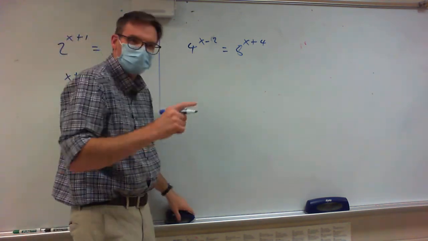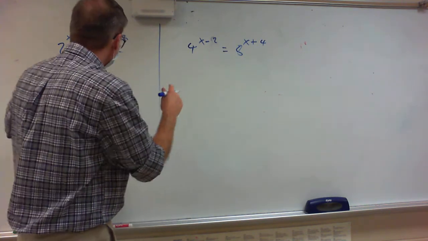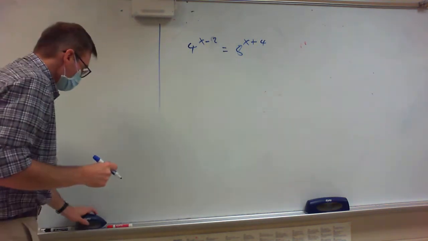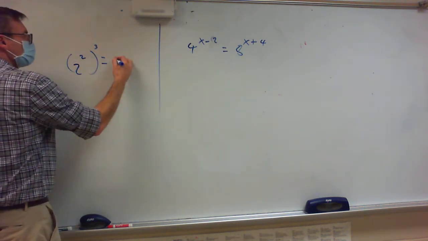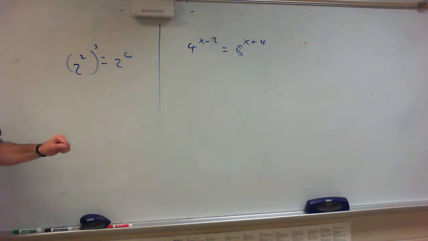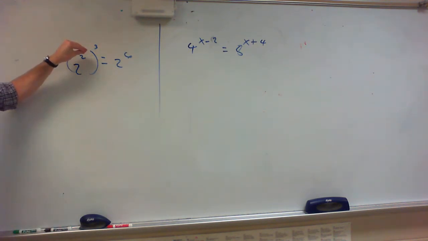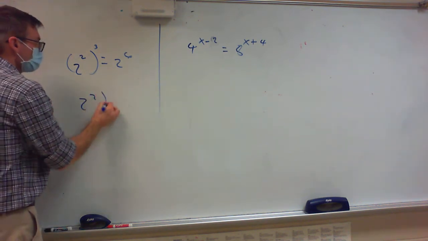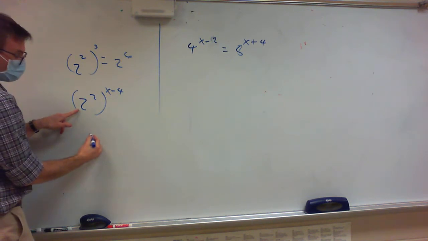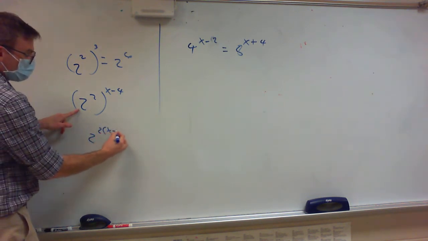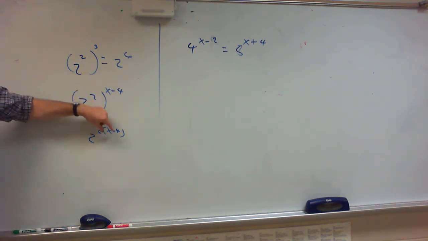Let me go back and talk about another trick. Before we start this, are we okay that if I gave you 2 squared cubed, that gives us 2 to the 6? Anytime you have an exponent raised to an exponent, you multiply them. Meaning, if I have 2 squared to the x minus 4, this is going to be the exact same thing as 2 to the 2x minus 4, where anytime you have an exponent raised to an exponent, those get multiplied.